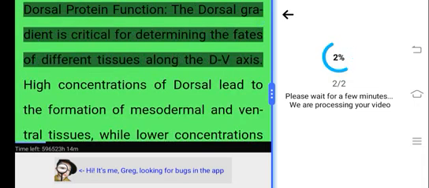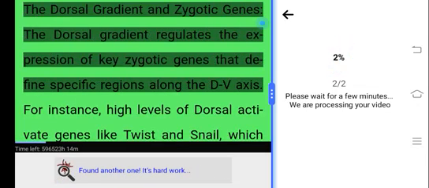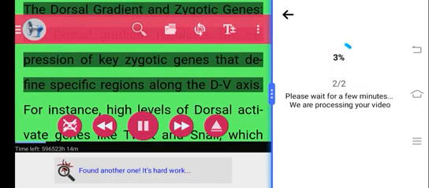Dorsal protein function. The dorsal gradient is critical for determining the fates of different tissues along the DV axis. High concentrations of dorsal lead to the formation of mesodermal and ventral tissues, while lower concentrations allow the formation of ectodermal tissues. The dorsal gradient and zygotic genes: the dorsal gradient regulates the expression of key zygotic genes that define specific regions along the DV axis.